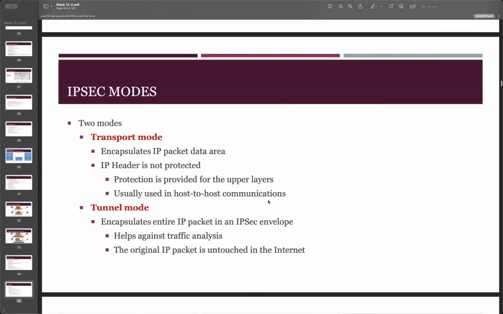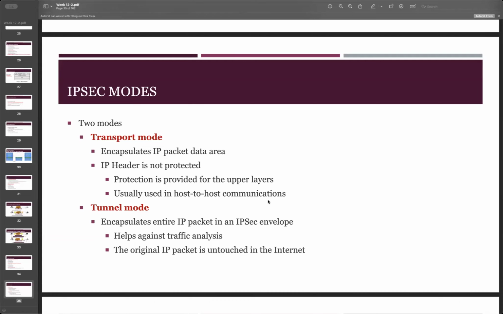For the IPsec modes, we have mainly two modes. One is called transport mode. Transport mode encapsulates the IP packet data area. The IP header is not protected; the protection is only provided by upper layers. Usually we use it for host-to-host communication.